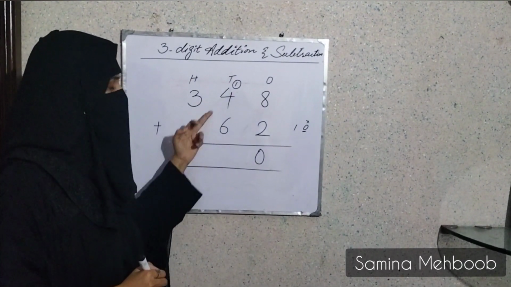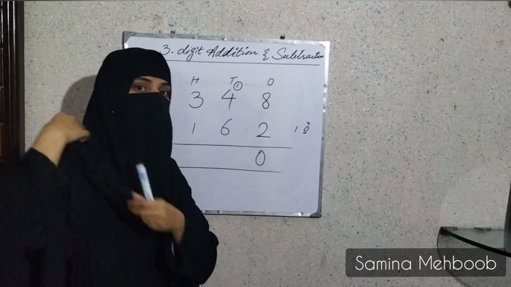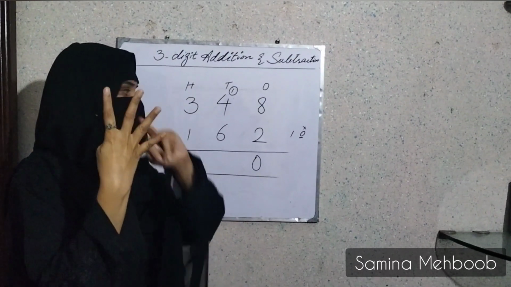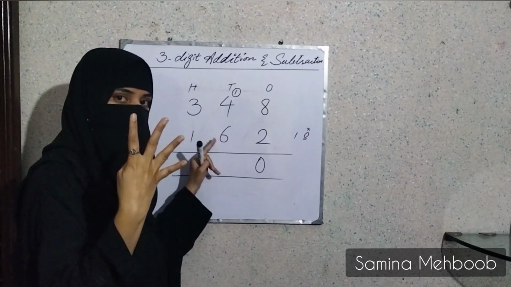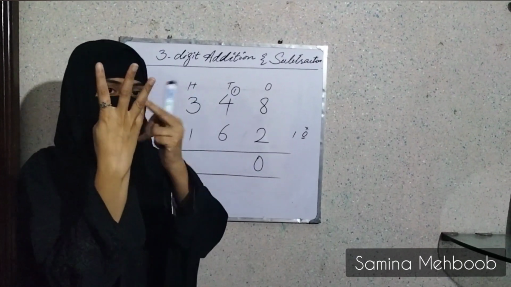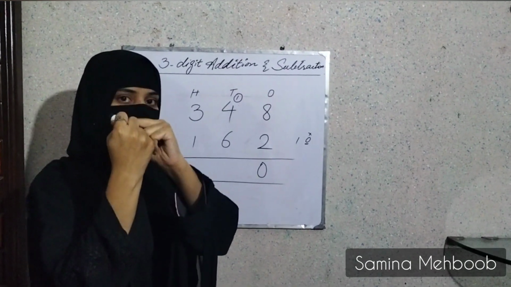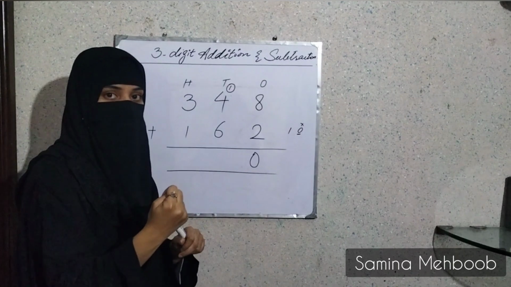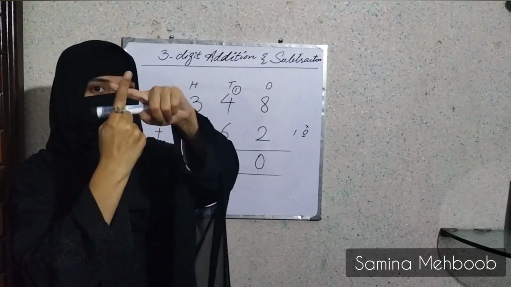What is the smaller number in tens place? The smaller number is 4. Open the fingers of the smaller number, 4. 1, 2, 3, 4. And start counting after the bigger number. What is the bigger number here? The bigger number is 6. Start counting after 6: 7, 8, 9, 10. But still stop here, because 1 is carried here. What is the number carried? 1. After 10, 1 more, 11.